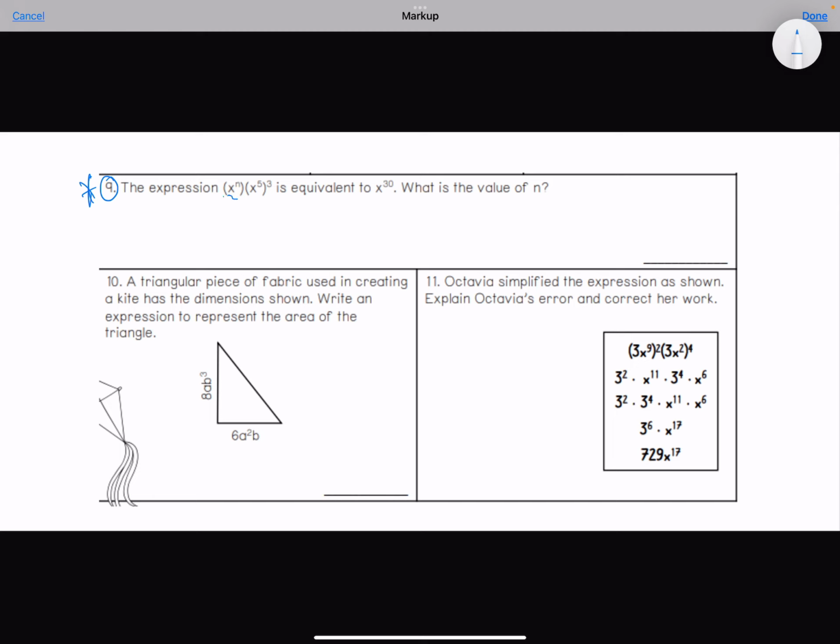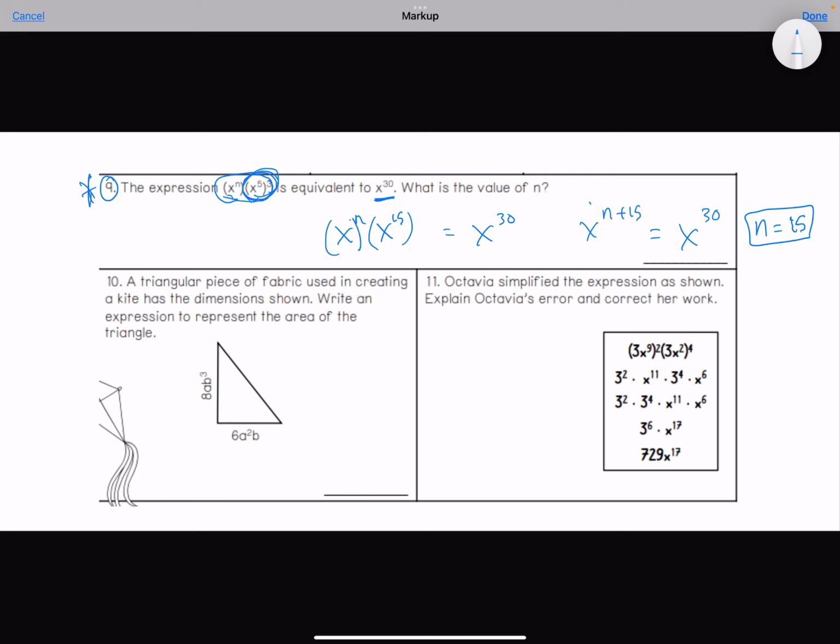Okay, so here, I know that this is equal to this. So now I need to find out what n is. So here, I'm going to do this first because I know x to the 5th to the 3rd power is going to give me x to the 15th, times x to the n, and I know it's going to equal x to the 30. So after I raise this to the power of powers by multiplying, now I know it's going to be x to the n plus 15 equals x to the 30. So what do you add to 15 to get 30? So in this case, n is 15.